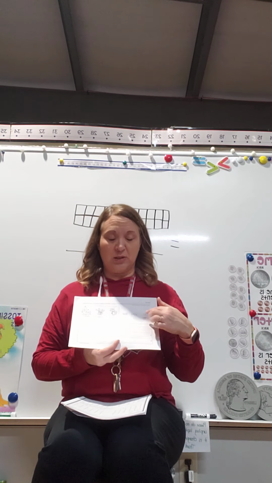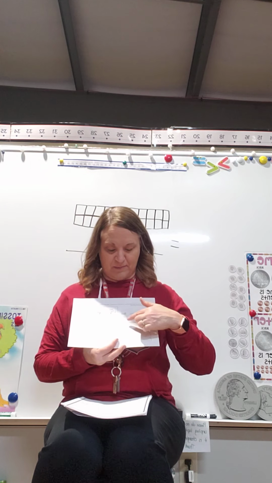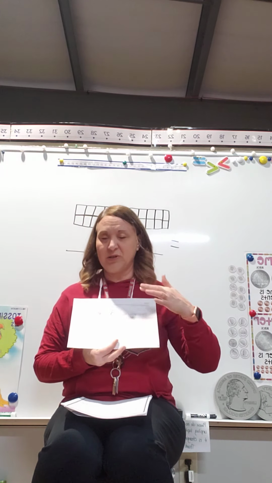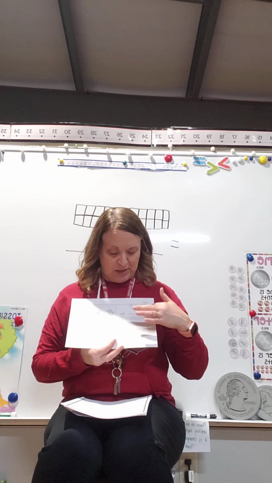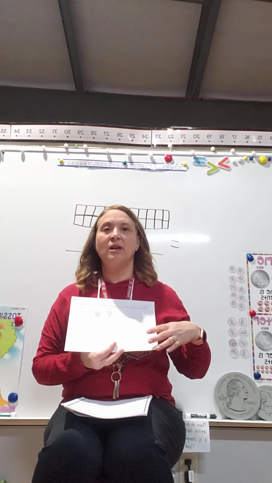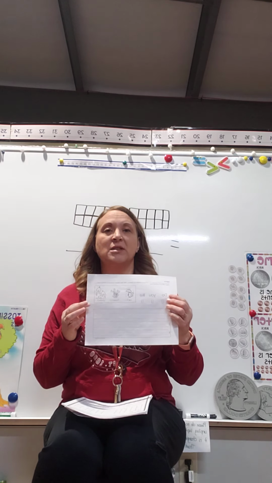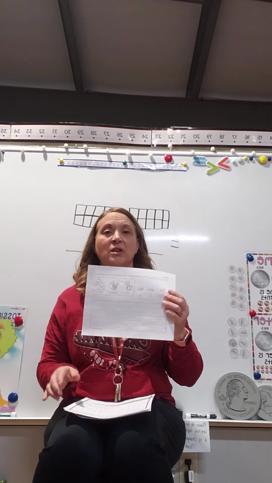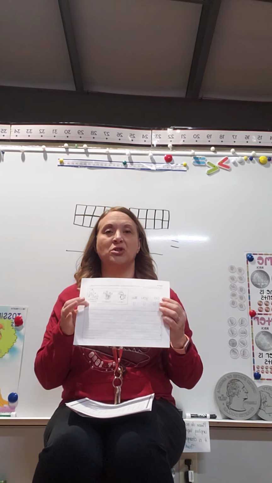So the first sentence would be, do you like rain? The second sentence would be, do you like flowers? And the third sentence would be, do you like chicks? Now, if you'll notice on this one, they're asking a question. So we have a different punctuation at the end of the sentence. We have a question mark.